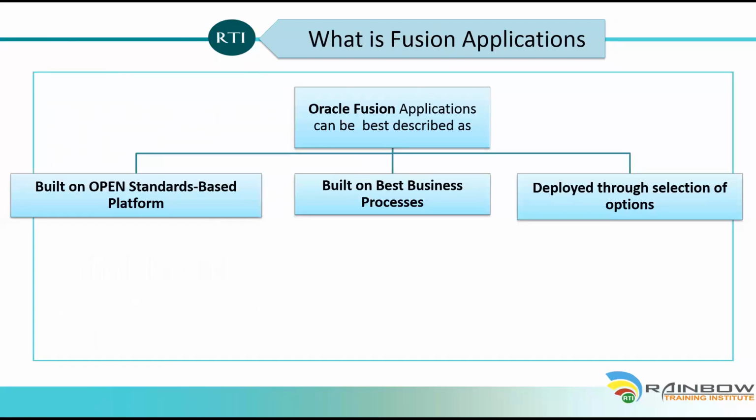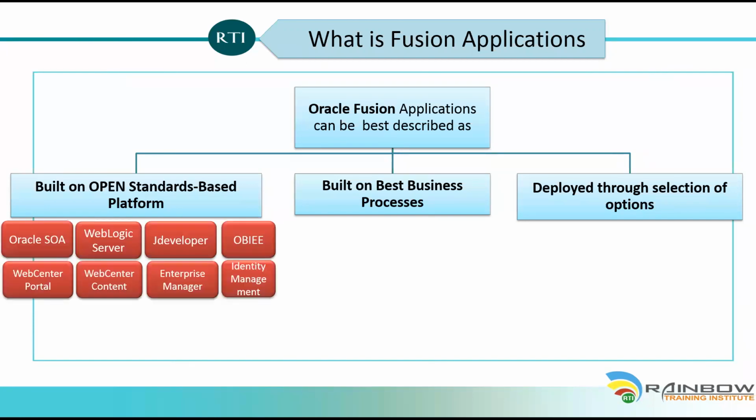So what is Fusion applications? Oracle Fusion applications can be best described as built on an open standards-based platform. What do we mean by that? It means Oracle has put best-in-class technology components together and built the Fusion application on top of them. What are these technology components? Oracle service-oriented architecture, the WebLogic server, the JDeveloper integrated development environment, Oracle Business Intelligence reporting tool, WebCenter Portal, WebCenter Content, Enterprise Manager, and identity management. I'm going to talk about each individual technology component in the next slide. Based on these best-in-class technology components, Oracle applications were built.